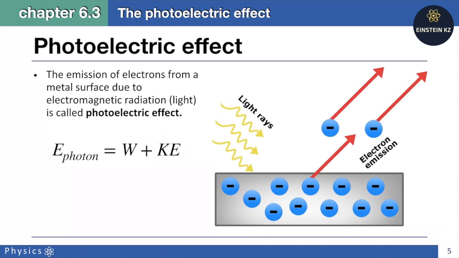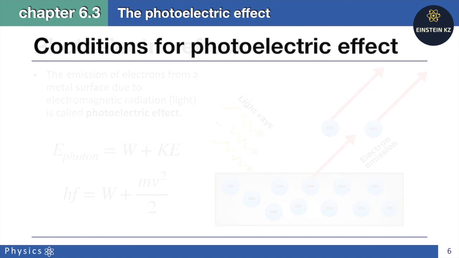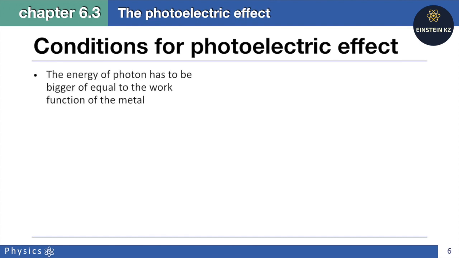From Planck's hypothesis, we know that the energy of a photon is equal to h times the frequency of the light. On the other hand, we know that kinetic energy has the formula mv squared divided by 2. So the equation shown below can be expanded like this one. Here f is the frequency and v is the speed of the ejected electrons. In order to observe the photoelectric effect, the very important condition is that the energy of the photon has to be bigger than or equal to the work function of the metal.